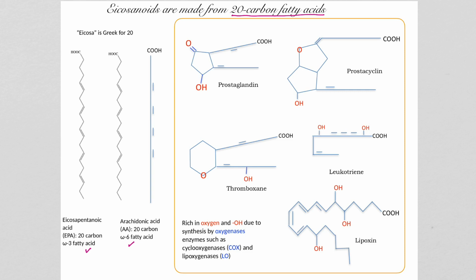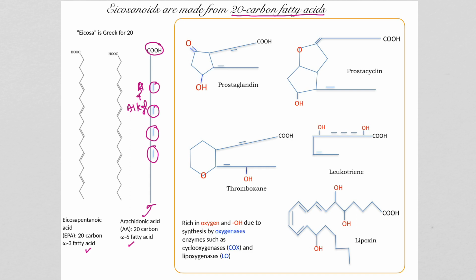Just to remind you, if you look at the structure of arachidonic acid, there's a carboxyl group and the rest is basically an alkyl chain. And then you can see the double bonds here. So that's how we will represent arachidonic acid as a cartoon in these videos.